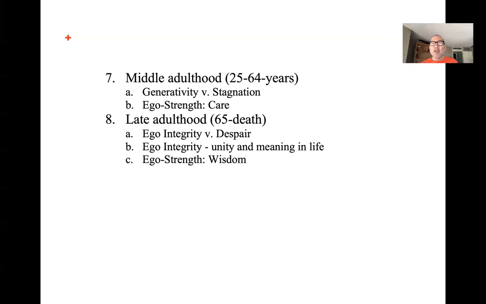And finally, the final stage is late adulthood, which occurs between 65 and death. And the fork in the road is ego integrity versus despair. What's meant by ego integrity is whether a person is able to integrate or pull together, kind of make sense of their lives up to that point. Whatever past decisions, choices they've made, they have it all come together in a way that makes sense, that gives them existential meaning.